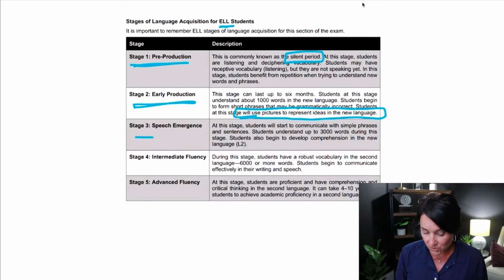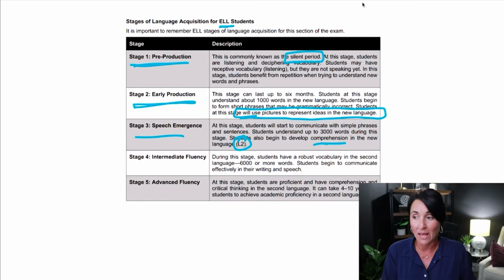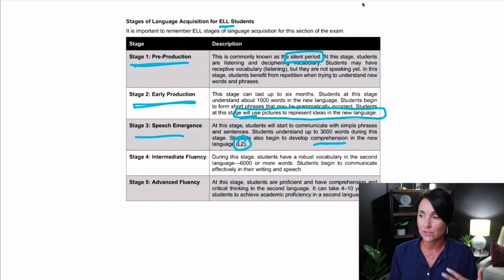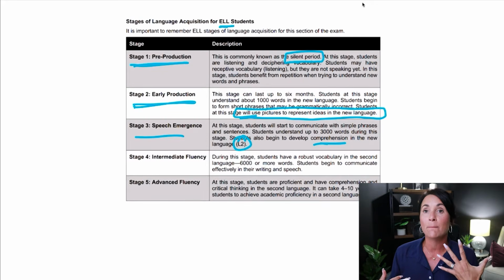Then we have the third stage, which is speech emergence. This is where students start to communicate. They've got some vocab, about 3,000 words during this stage, and they start to develop comprehension in the new language, L2. Remember, that's the second language they're learning. In this case, it's going to be English because it's a school in the United States. If you were going over to France from here, your L1 would be English and your L2 would be French. But here we're teaching students who are learning English, so L2 is English. And you can see they're starting to get it, starting to emerge: speech emergence.